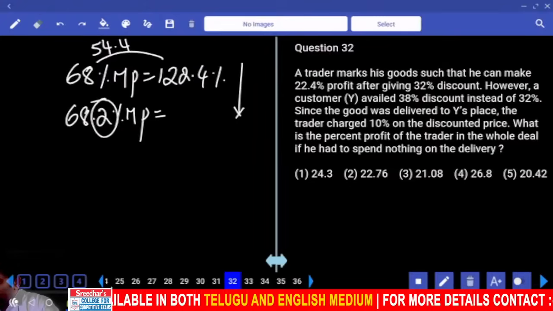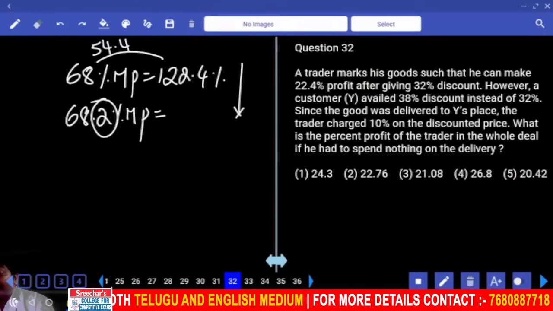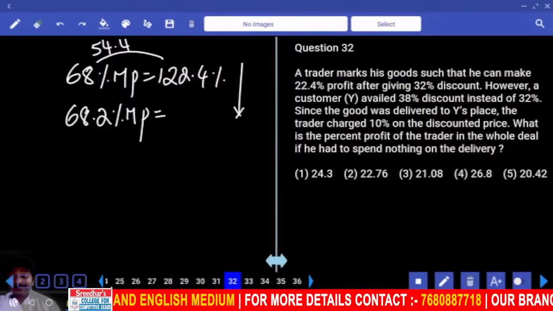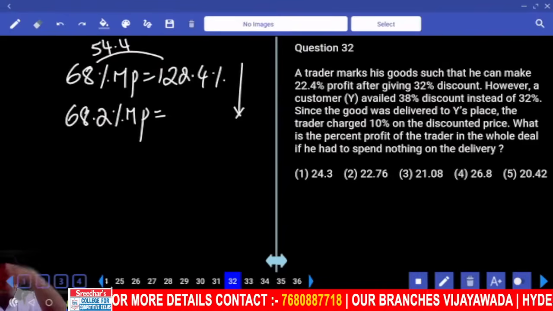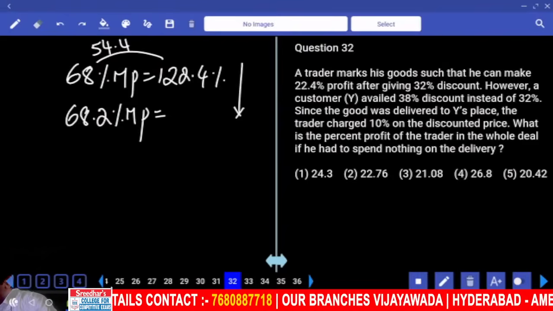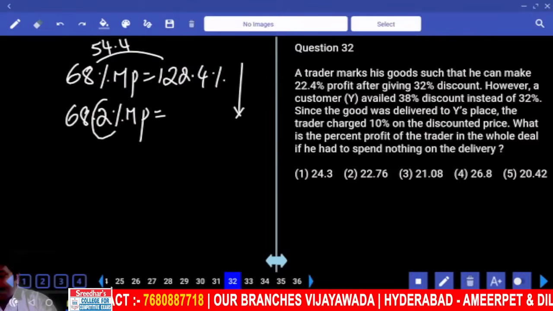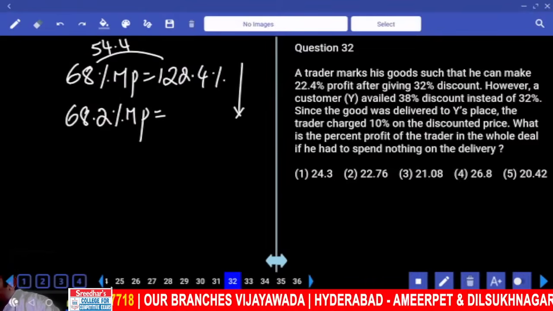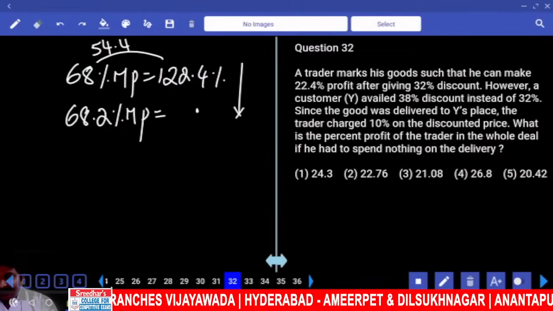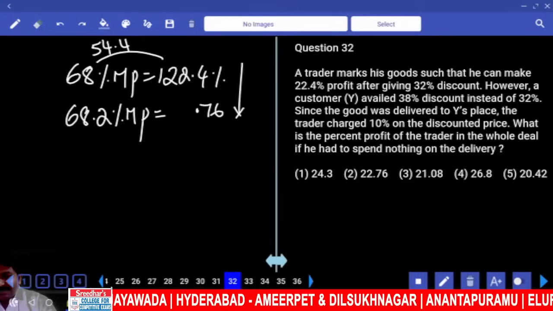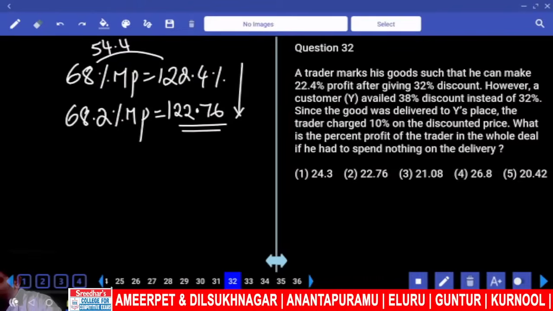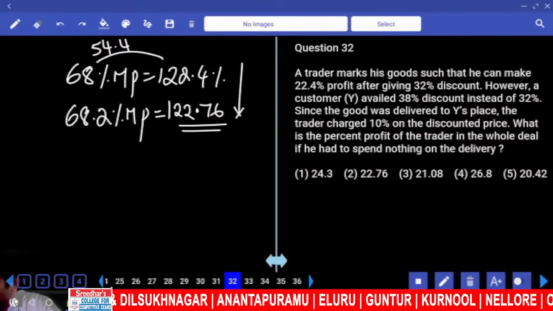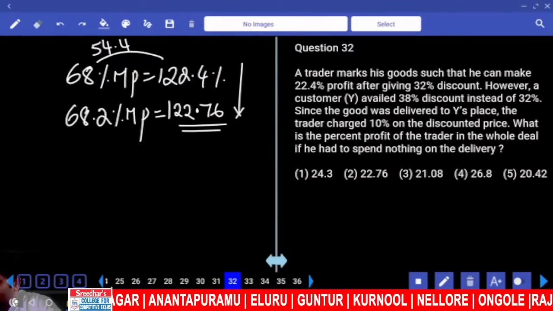8 times of this number is 1.6, correct? But you have to increase it by 80%. Come on. 2 plus 1.6, 3.6, then it becomes 0.76. 122.76. There is a profit of 22.76. Not understood? Understood or not?